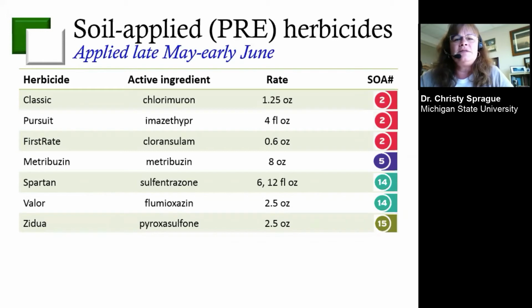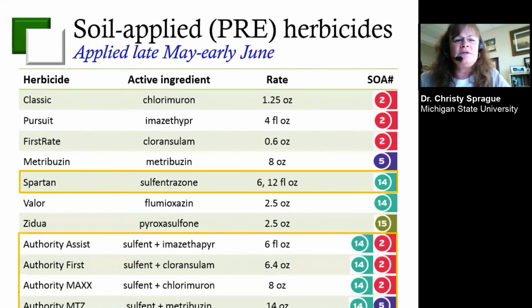When we look at the list that we have, what we tried to do is look at some of the more popular single active ingredient herbicides, things like Classic, Pursuit, First Rate, which are all group 2 herbicides. We also looked at metribuzin, which is very popular to use, especially for glyphosate resistant horseweed or marestail control. Some of the group 14 herbicides, Spartan and Valor, which are also very popular, and then also the group 15 herbicide, Zidua, which is another important herbicide from a residual standpoint in soybeans.